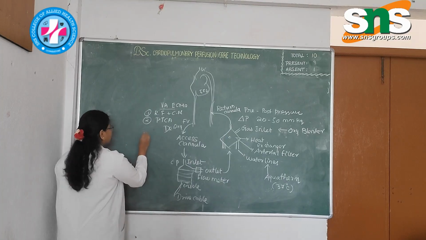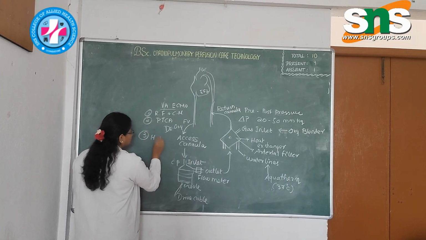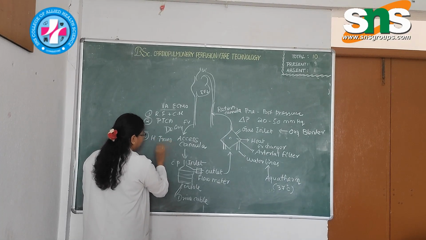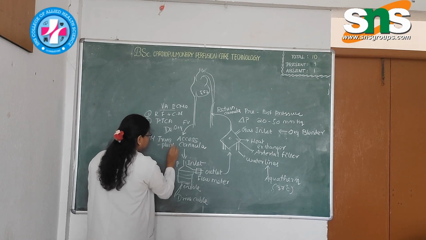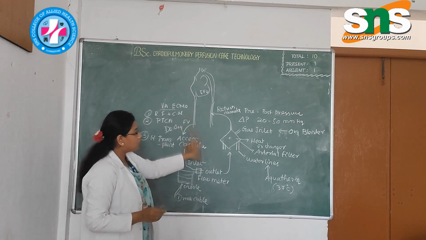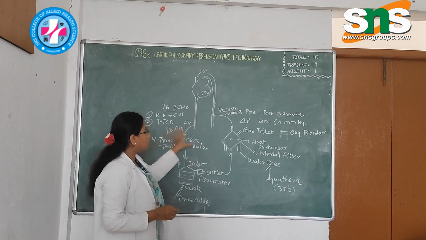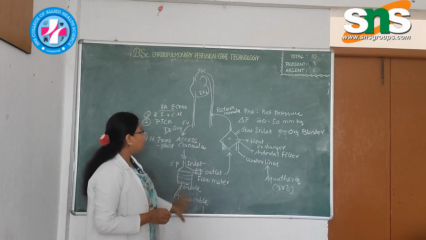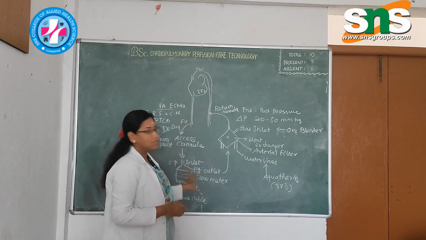Another indication is heart transplantation. If the patient is waiting for a heart transplant but has not yet received a heart, we have to support the patient through ECMO. This ECMO is a long-term support. We are giving long-term support through this type of circuit.